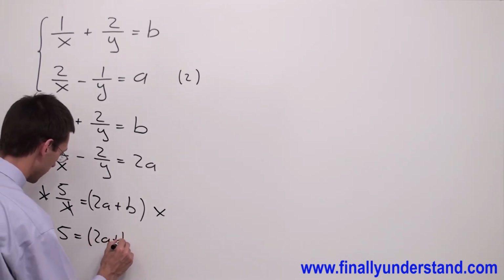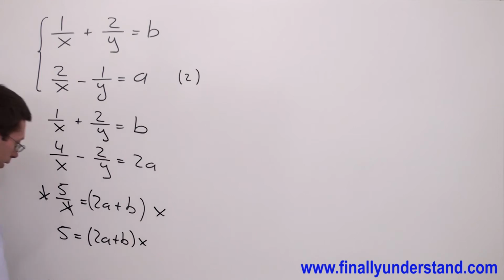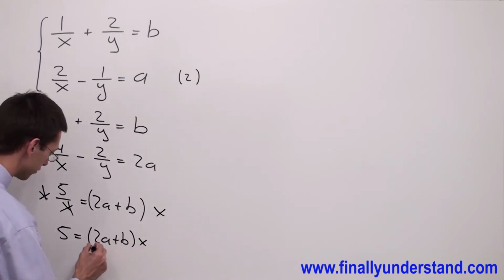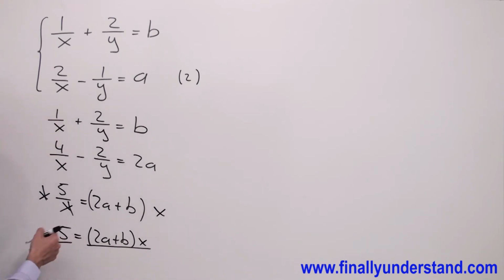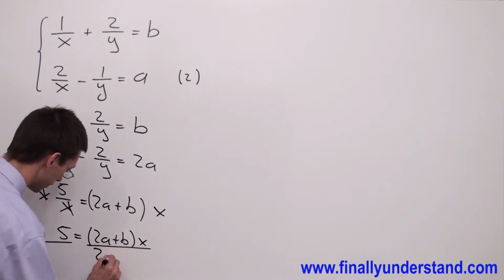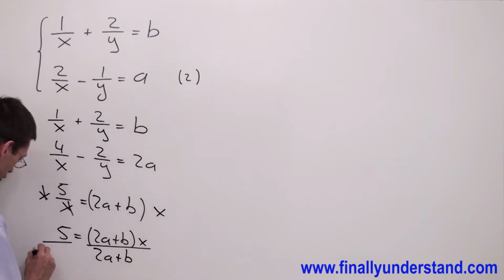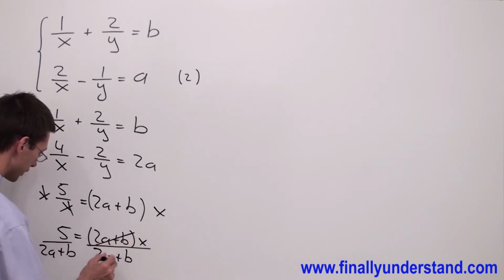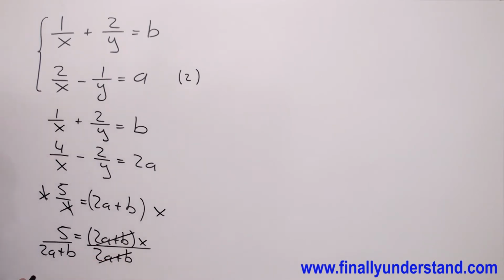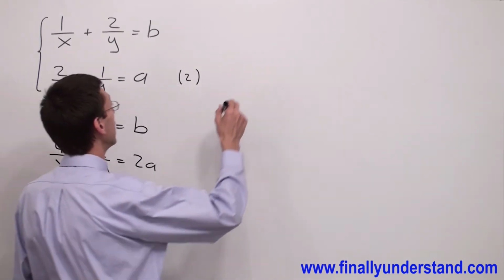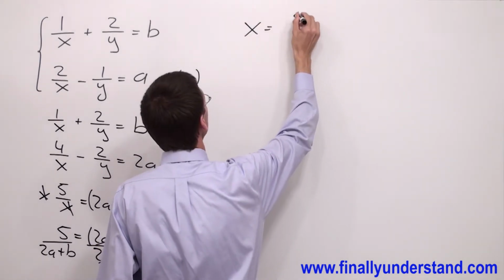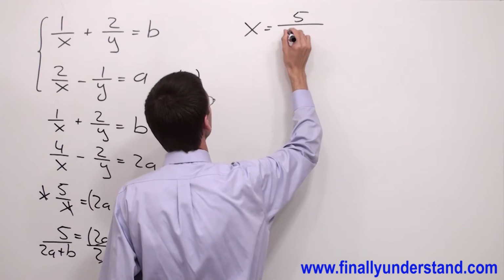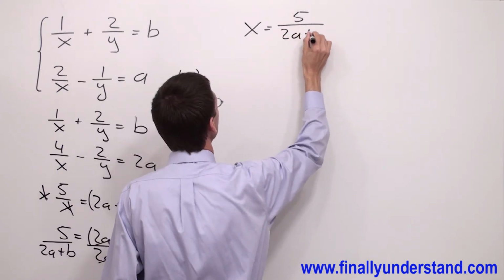2a plus b times x. In order to find x, I have to divide both sides of my equation by whatever is multiplied by x, by 2a plus b. So 2a plus b and 2a plus b will cancel out, and I have x equals 5 over 2a plus b.